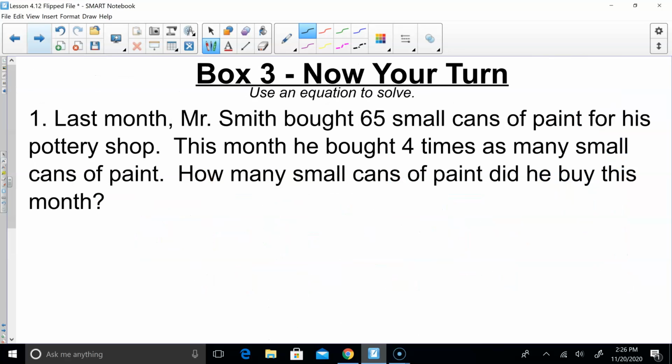And I can draw a big line on your piece of paper, right? Box 3, now your turn. So here we go, the word problem. Last month, Mr. Smith bought 65 small cans of paint for his pottery shop. This month, he bought 4 times as many small cans of paint. How many small cans of paint did he buy this month? You want to pause the video, read it again, and see if you can write an equation and solve this problem. Good luck.